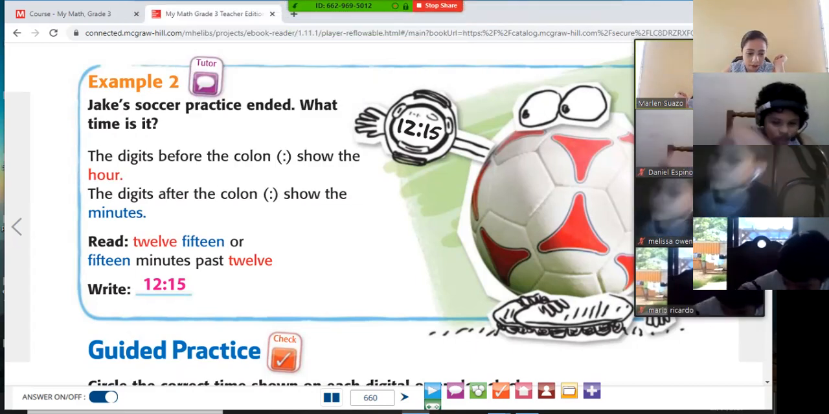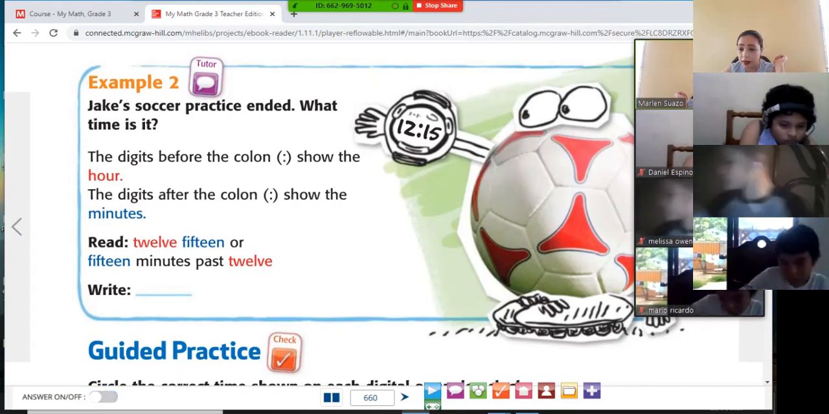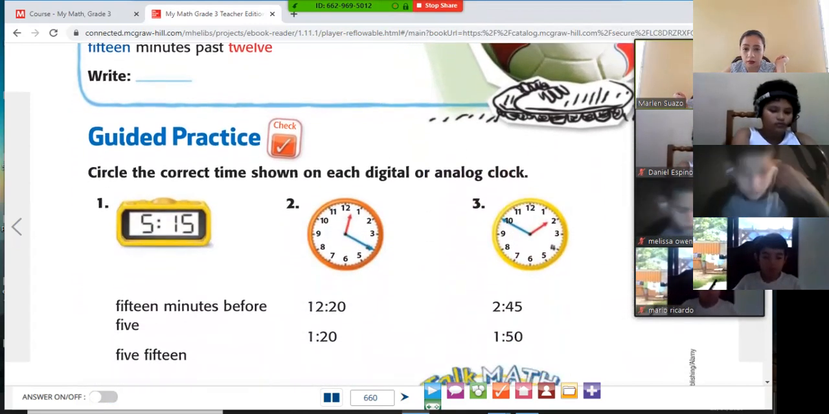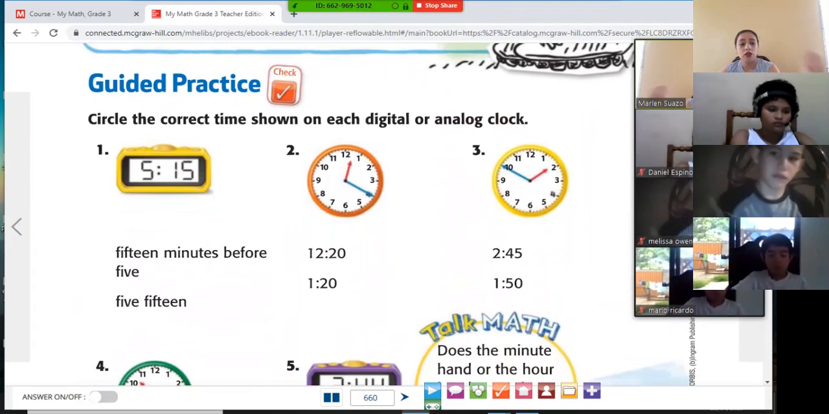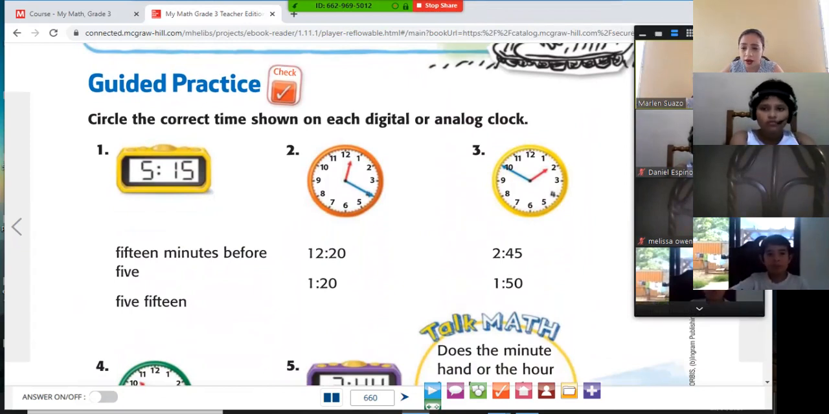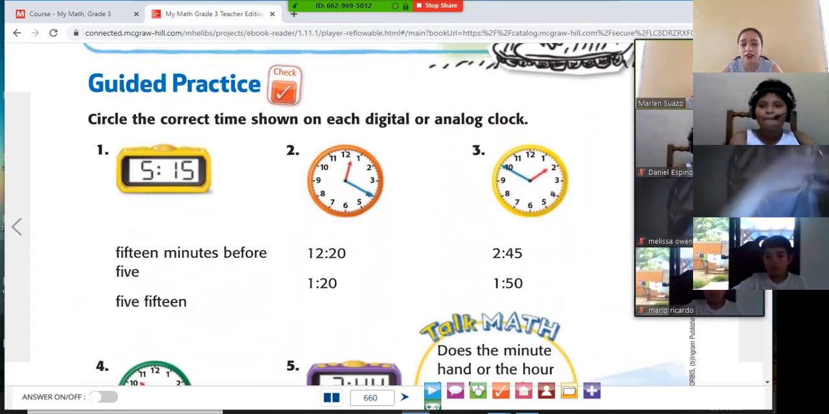Okay, now we're going to start with guided practice and we're going to do it together. Now, circle the correct time shown on each digital or analog clock. Remember, this is an analog clock and this is a digital clock, sorry, and these two are analog clocks, sorry.